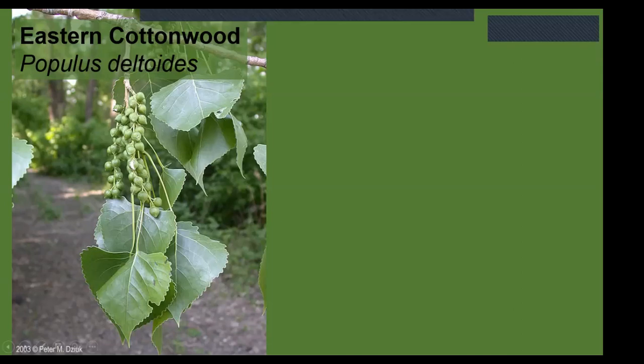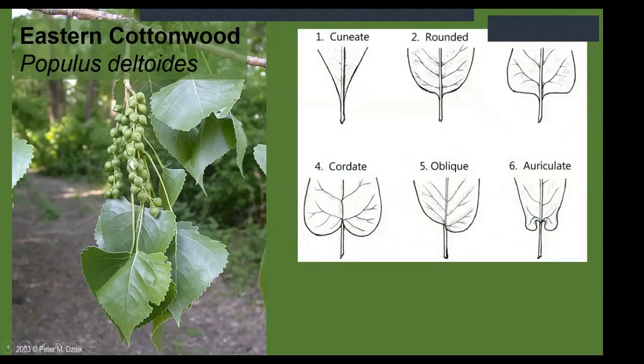Here's eastern cottonwood. Look at that leaf shape. What does that remind you of? If you were in geometry class, you'd say that was a triangle, wouldn't you? And that's deltoid. Deltoides refers to triangle. Populus is the genus. Deltoides refers to this triangular shape of the leaf. It has a truncate base, pretty much flat across the base. Very unusual leaf in that respect.